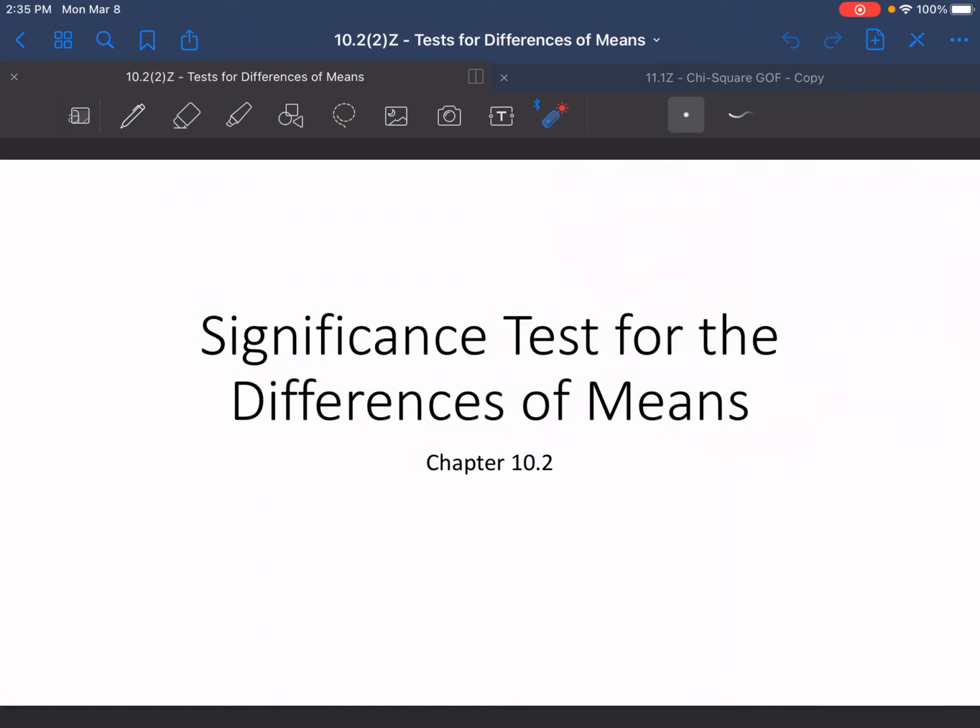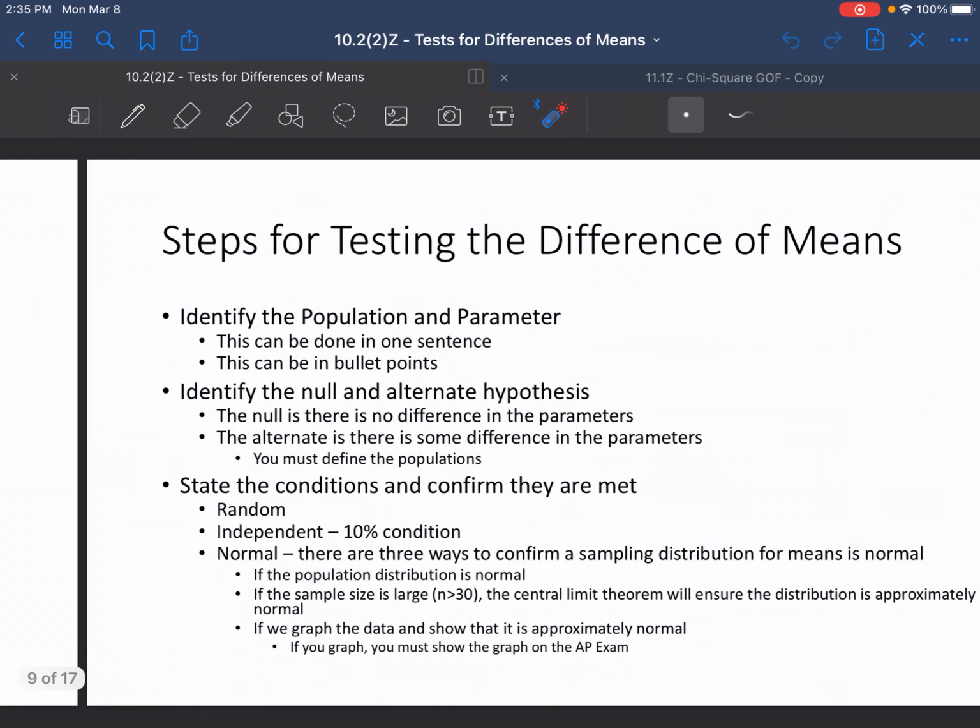All right, guys, in this lesson, we're going to be looking at significance tests for the differences of means. And so our objective here is just to perform a significance test to compare two means and then determine when it is appropriate to use a two-sample T procedure.